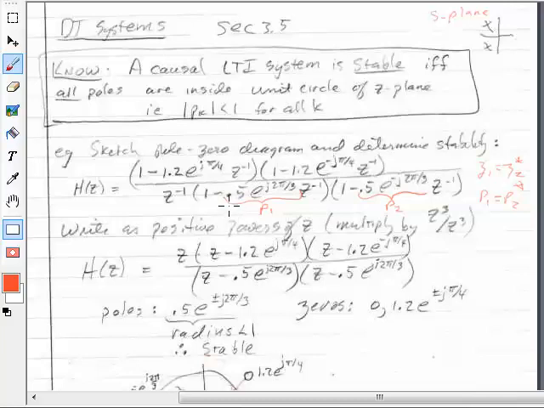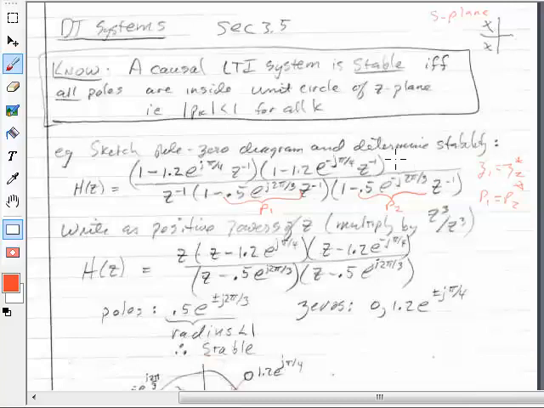We always expect that for the kind of linear systems that we're dealing with. I want to sketch the pole zero diagram and determine stability for this system. First thing that I recommend doing is to multiply the top and bottom by z cubed, and express this in positive powers of z. These inverse powers of z are sort of confusing. If we rewrite this in terms of positive powers of z, it's a little easier to interpret what the poles are and what the zeros are.